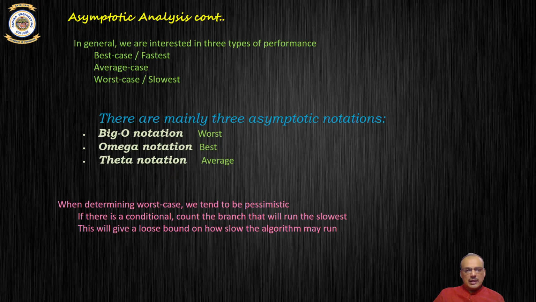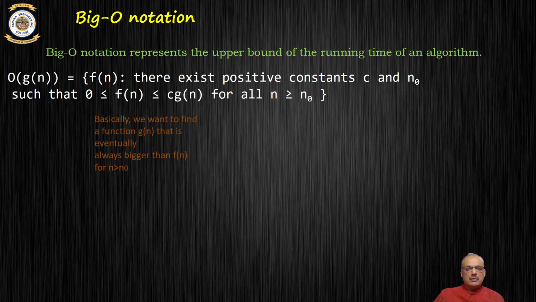So having talked a little bit on this, let's go ahead and see what the big O notation is. The big O notation represents the upper bound of the runtime of an algorithm. Okay, so we say O of g of n is equal to f of n if there exist positive constants c and n naught such that 0 <= f of n <= c into g of n for all n greater than n naught. So basically we want to find a function g of n that is eventually always bigger than f of n, from n naught onwards. That is what this particular statement says.